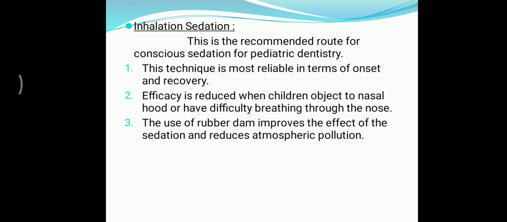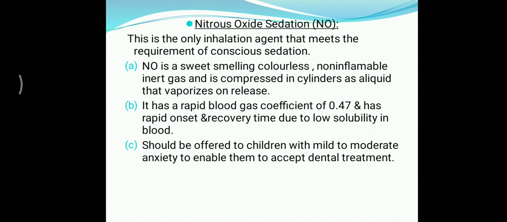Efficacy is reduced when children object to nasal hood or have difficulty breathing through the nose. Third point is that the use of rubber dam improves the effect of sedation and reduces atmospheric pollution. Nitrous oxide sedation. This is the only inhalation agent that meets the requirement of conscious sedation. Nitrous oxide is a sweet-smelling, colorless, non-inflammable inert gas and is compressed in cylinders as a liquid that vaporizes on release.